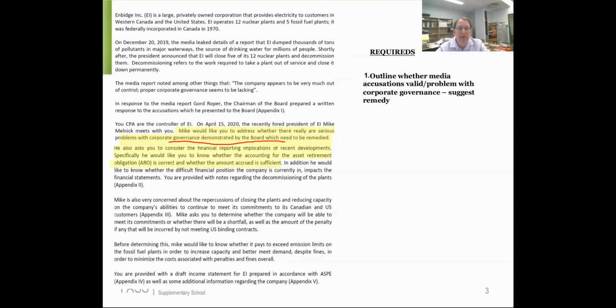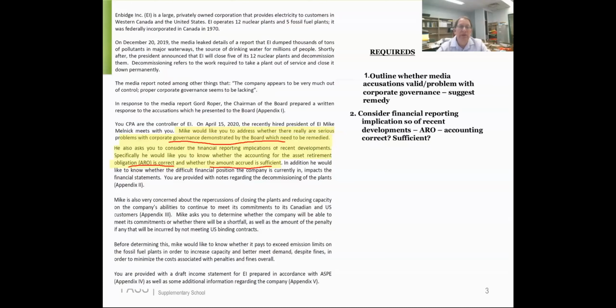Then we got financial reporting, and we tell you the issue. So the issue is asset retirement obligation. He wants to know if it's correct and whether the amount accrued is sufficient. So consider the implications, recent developments, and whether the ARO accounting is correct, and the amount accrued is sufficient.